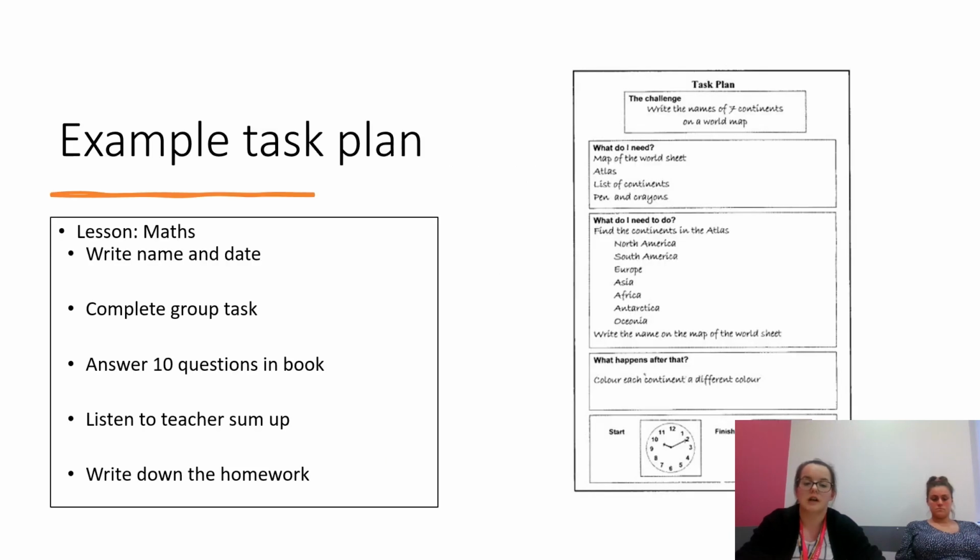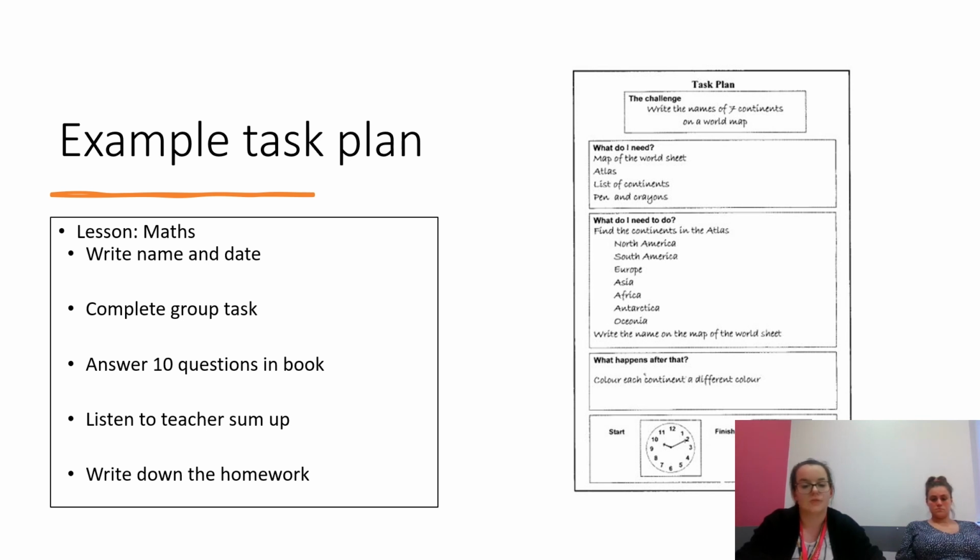So on this slide, we've got a couple of examples of a task plan. There's a more simplified version and then there's a more in-depth version. The simplified version on the left covers a maths lesson, and that's just got written down the bigger chunks of the lesson that the child will need to remember. So the very first thing they need to do is write their name and date on the piece of paper, and then they've got to complete a task, answer some questions in a book, listen to the teacher, and then write down their homework.